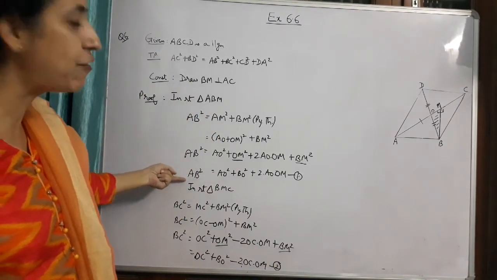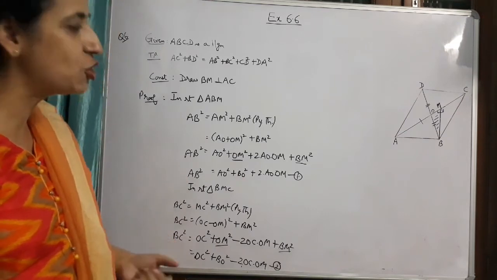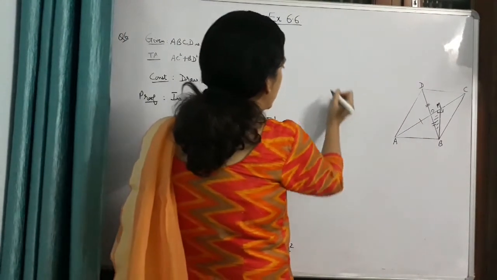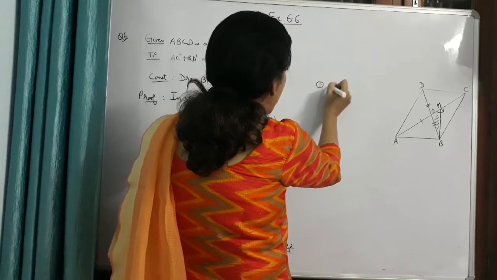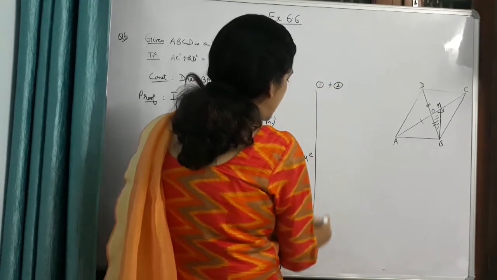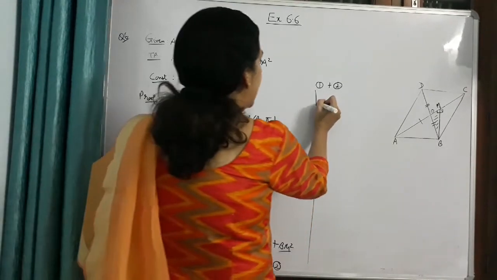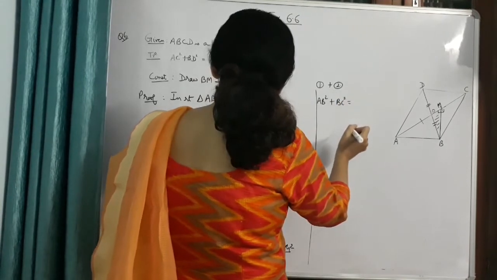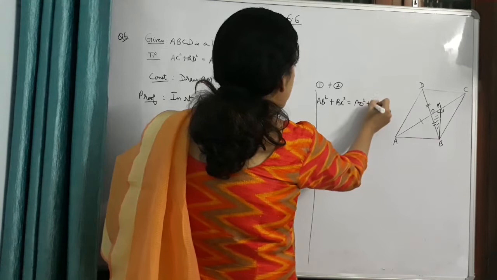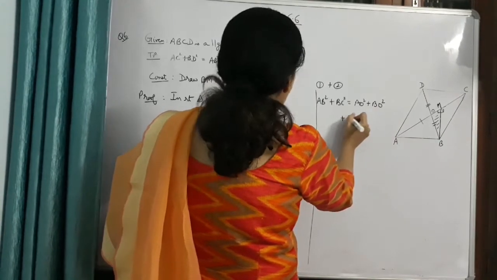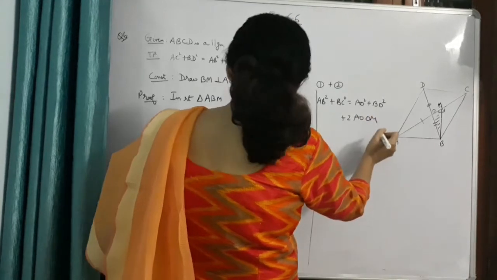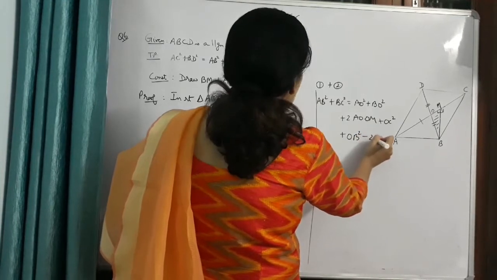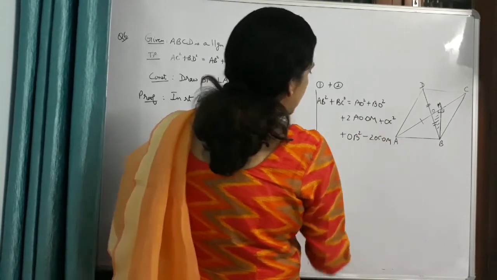So in equation 1 we have found out the value of AB square. In equation 2 we have found out the value of BC square. Now let us simply add these two equations. Equation 1 plus equation 2 we do. So on adding these two equations we obtain AB square plus BC square is equal to AO square plus BO square plus twice of AO into OM plus OC square plus OB square minus twice of OC into OM. This is what we obtain.